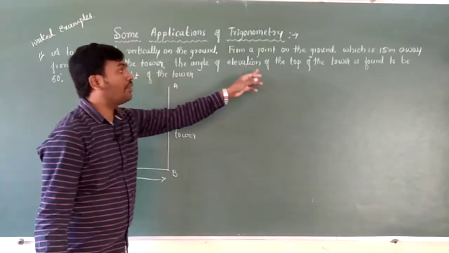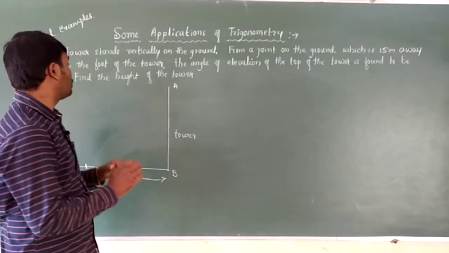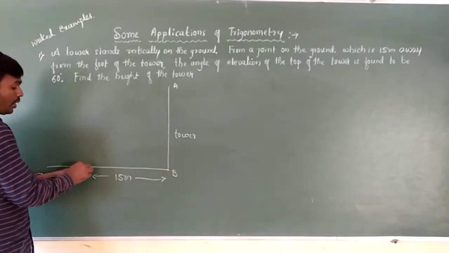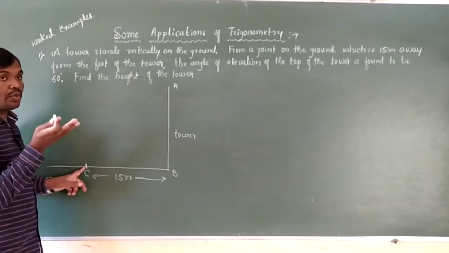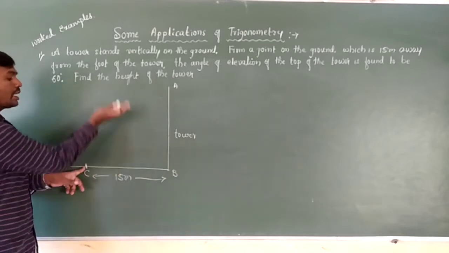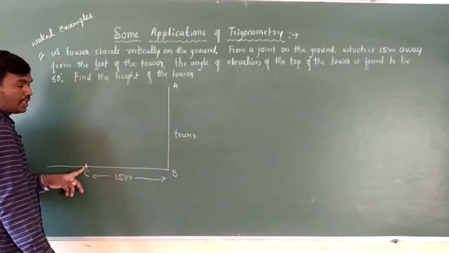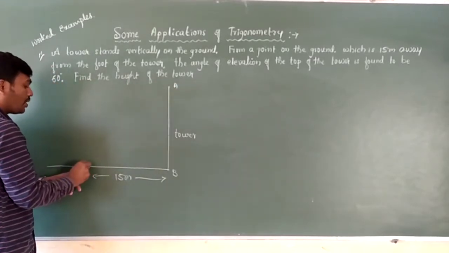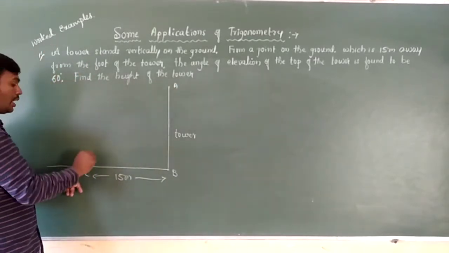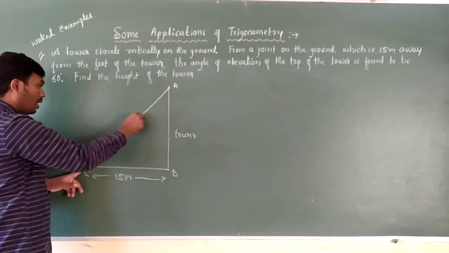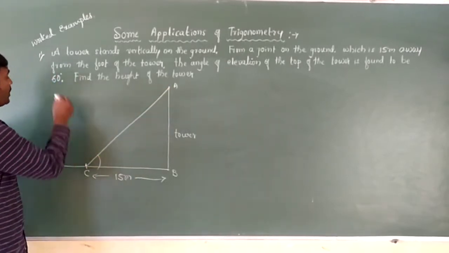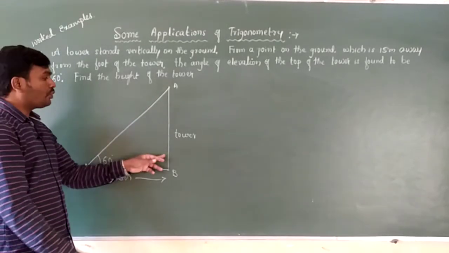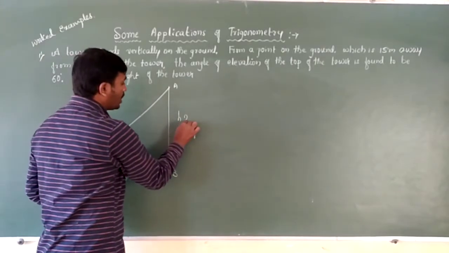The angle of elevation of the top of the tower is found to be 60 degree. Angle of elevation means we have to observe above the horizontal line. To see the top of the tower, the observer has to raise the eye above the horizontal line. So he is looking at this point with an angle of elevation 60 degree. We need to find the height of this tower.